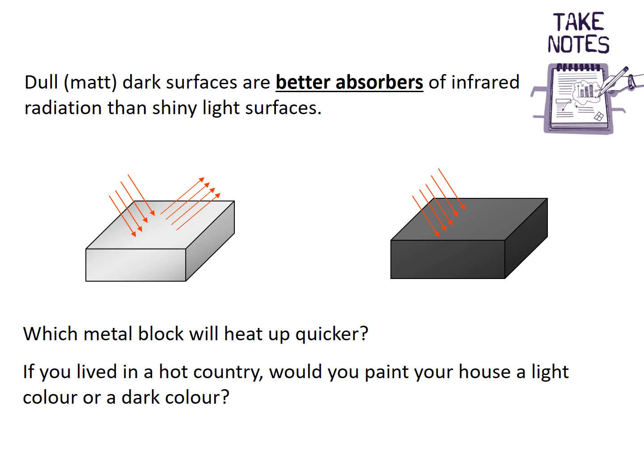So let's go through those answers. Well done. If you said that the dark block will heat up faster, you were right, and that is because it absorbs more energy. If you lived in a hot country like Spain or Greece, you would paint your house a light colour, such as white, so it will reflect the thermal energy and your house will remain cooler.